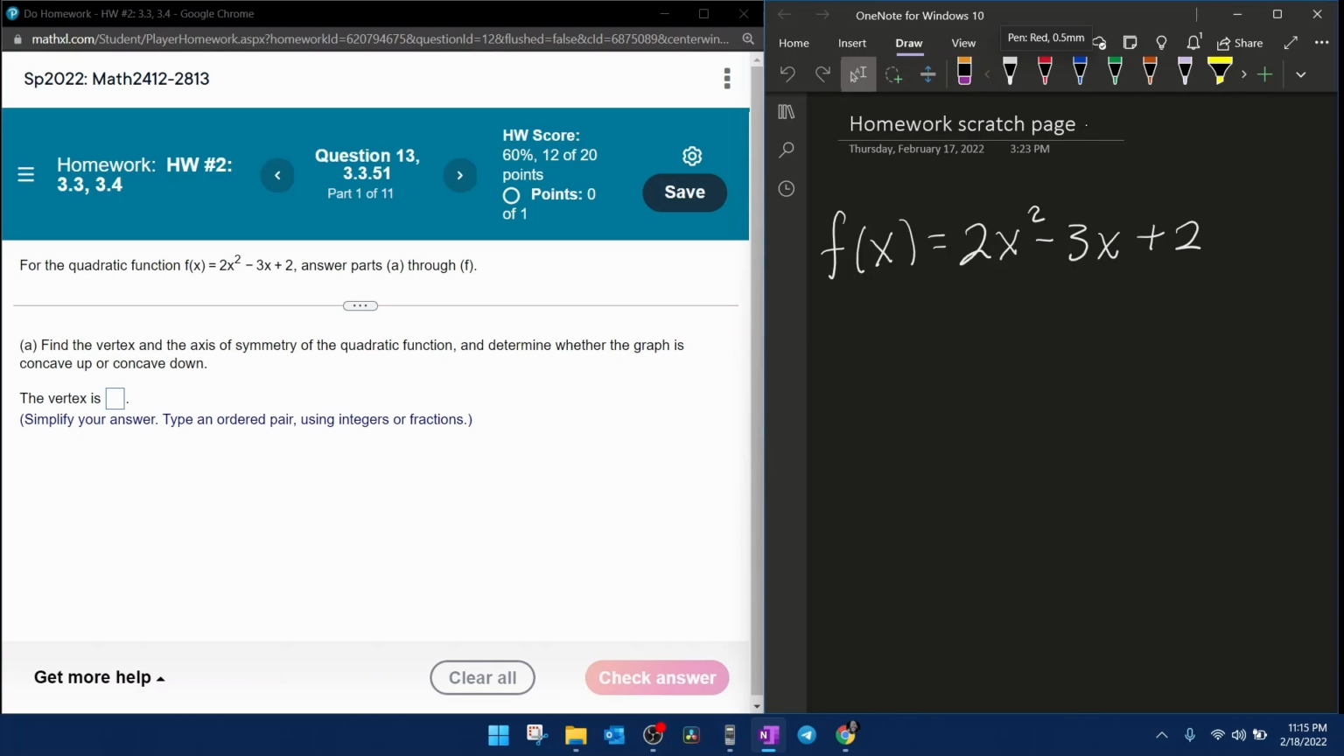Question 13 from our Precalculus homework number 2. In my lab math, they have given me a quadratic function, f of x equals 2x squared minus 3x plus 2. They want me to find the vertex first. So we're going to need to identify the values for a, b, and c, and then we can find the coordinates of the vertex, h and k.